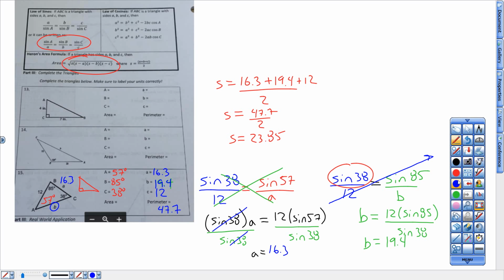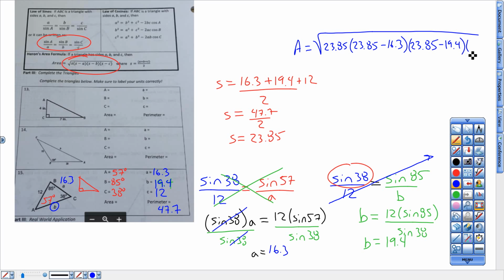Here I go. Area equals the square root. Put that S number in there, 23.85. And then another 23.85 minus the length for A, which is 16.3. And open up another parenthesis with that same S number, 23.85, minus the B number, 19.4. Open up another parenthesis, that same 23.85, minus the C part, which is 12.